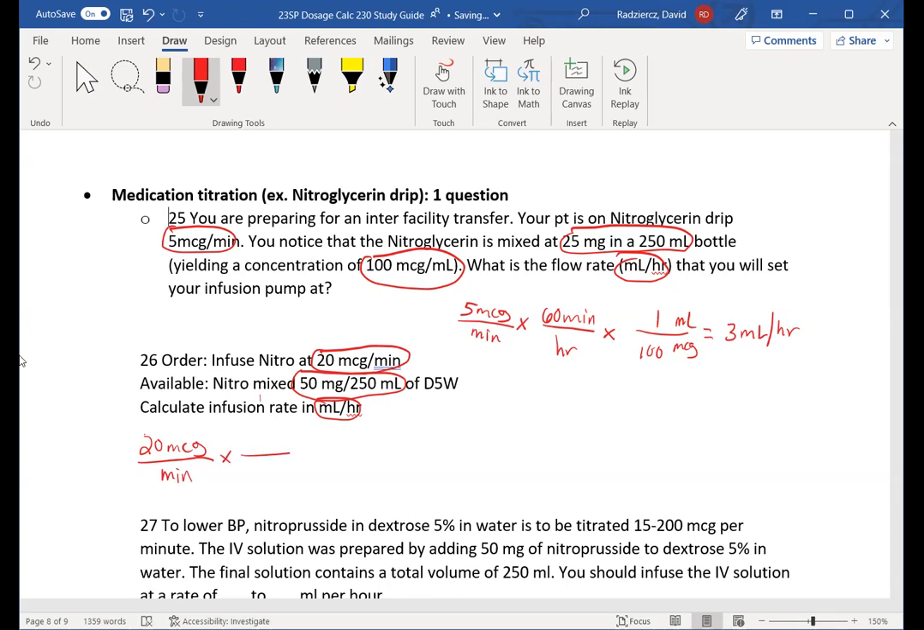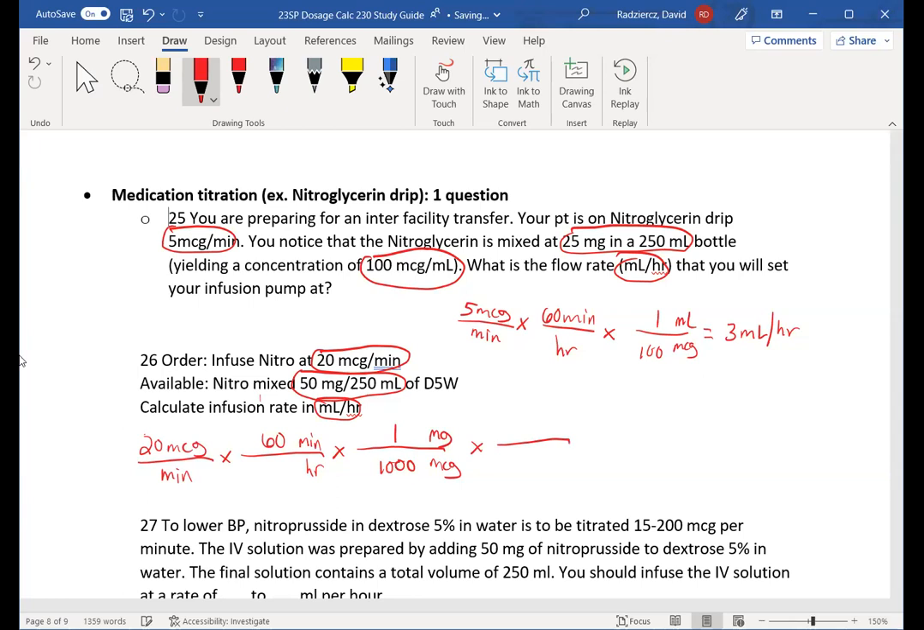I'm going to convert the micrograms per minute to hours. Then, because my available is in milligrams, I know I need both my order and my available to be in the same unit. Since I'm already working through this in micrograms, I might as well go ahead and make that conversion to milligrams. So I'm going to convert from micrograms to milligrams. Again, 1 milligram is 1,000 micrograms.